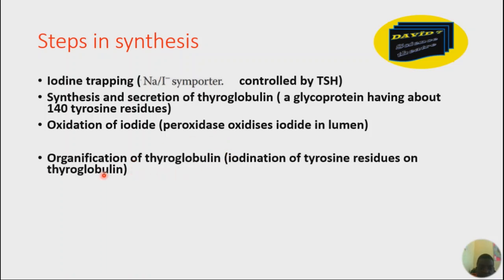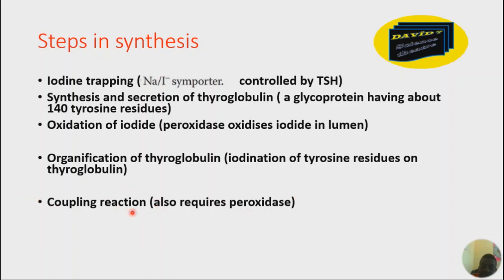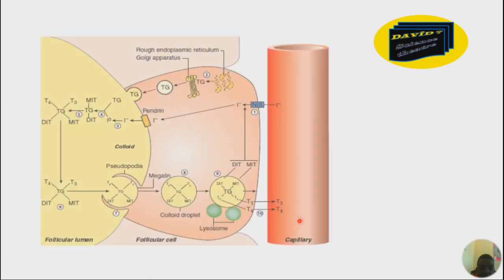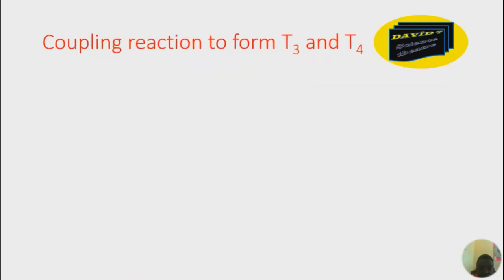Organification of thyroglobulin, that is iodination of tyrosine residues in the thyroglobulin. Coupling requires a peroxidase also. So that coupling we saw: MIT plus DIT to form T3, or DIT plus DIT to form T4. Storage is a storage of colloid. It can occur for several months, like 3 or more, before secretion.